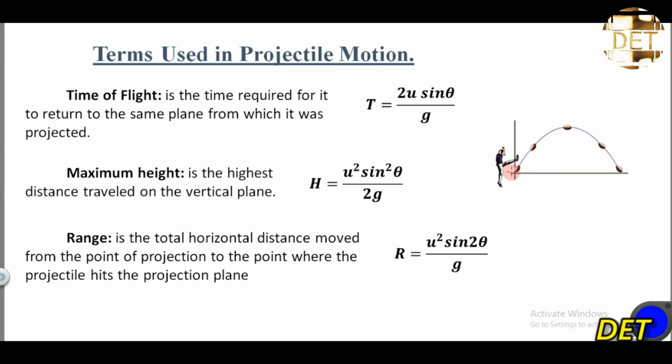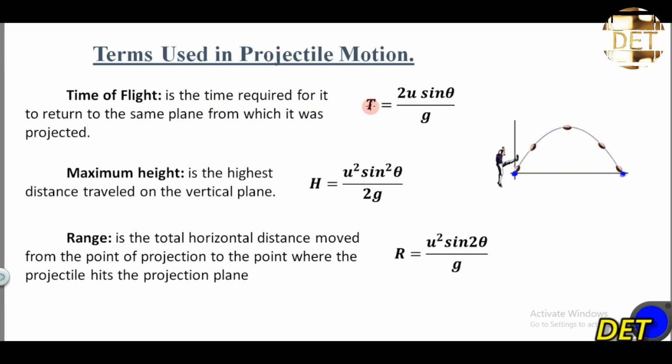So if we take, for instance, this projectile motion, as the guy kicks this ball, this is the point of projection, right? The ball travels through that curved path and then lands on the projection plane. This is the projection plane, right? So the time it takes for this object to return to the same plane from which it was projected is called the time of flight, right? The time taken for the projectile to travel and then hit the projection plane is called the time of flight.